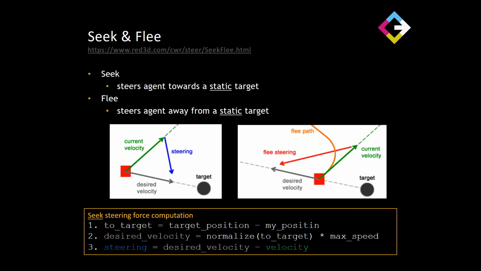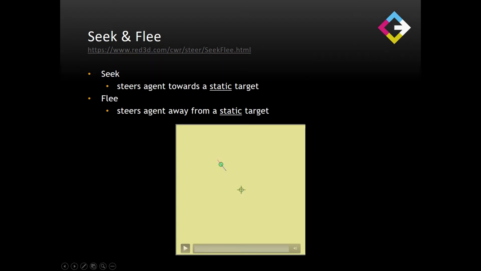The first steering behavior is seek and flee. The seek behavior steers the agent towards a static target, while flee steers away from a static target. Technically, it is easy. We just combine the current velocity with a desired one that differs for seek and flee only in a minus sign. Here is what it looks like.